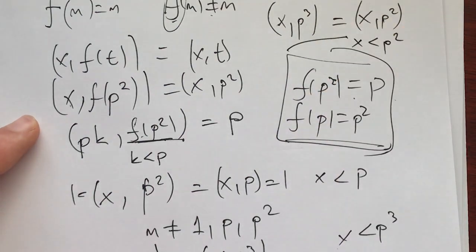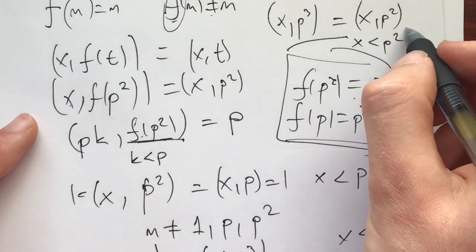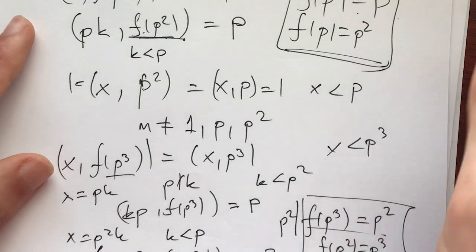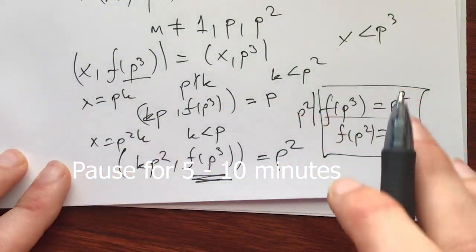And this is true, because none of these x's are divisible by p cubed, since they're less than p squared, so this thing holds. And now maybe you can see that inductively, actually, I'm not going to tell you what you can see.